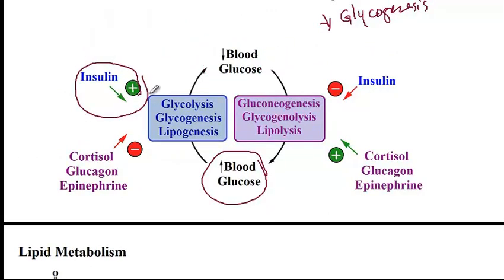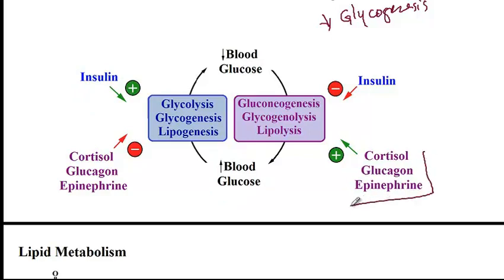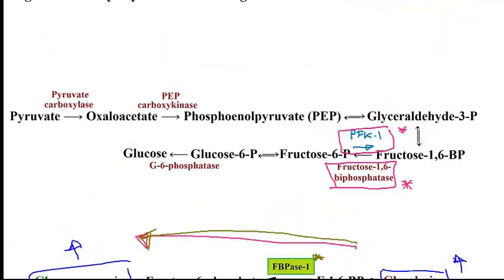On the other hand, once we have low concentration of blood glucose, then at that time the hormones cortisol, glucagon, or epinephrine kick in to increase the glucose production, increase the glycogen breakdown, and increase the lipid breakdown. So far we've covered gluconeogenesis, glycogenolysis and glycogenesis. Next we would like to move on to lipid metabolism and then finally into the amino acids.